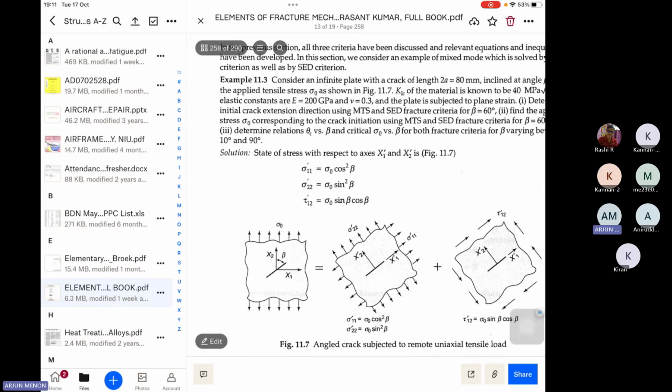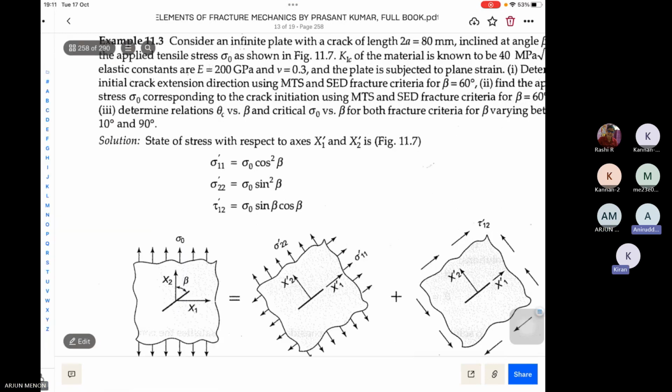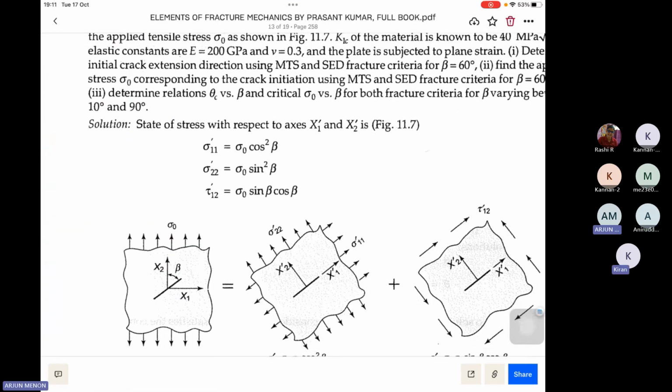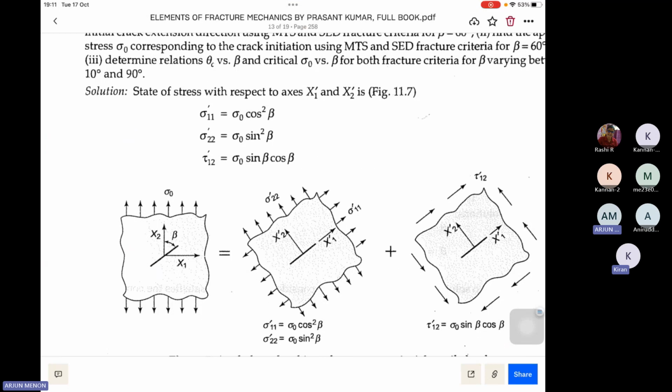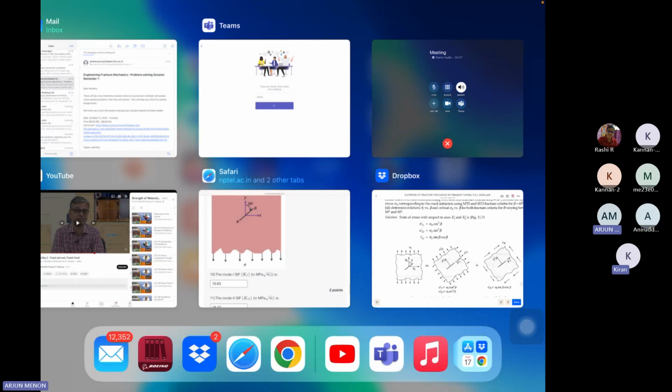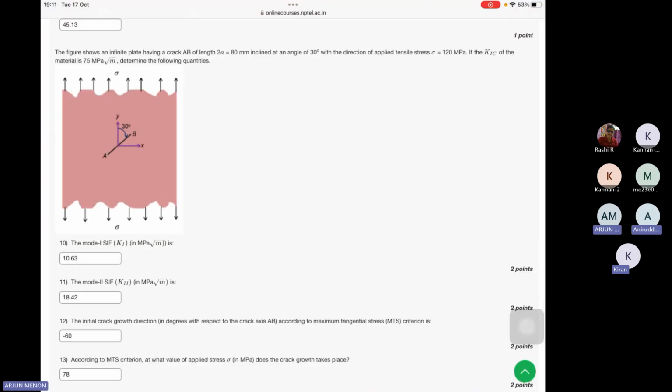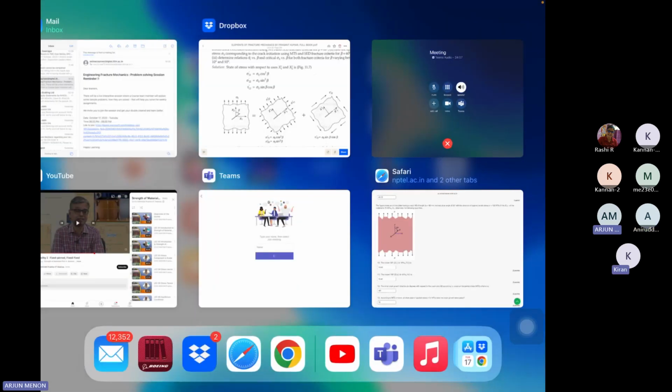So this screen you can see now. Here the first one, the image with x1, x2 and sigma naught, is the configuration of the problem. If you do the stress transformation, sigma naught is given as the value in the problem. How much megapascal? Sigma naught is whatever is given. 120 MPa.